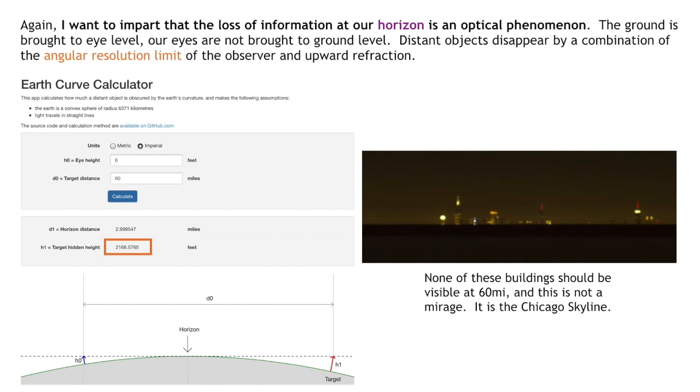So again, I'm just showing the Earth curve calculator that must be enacted in order to make these buildings appear. At a 6-foot observer height and a 60-mile distance, you must have a hidden height of 2,166 feet. And none of these buildings should be visible. This is not a mirage. That is the Chicago skyline.